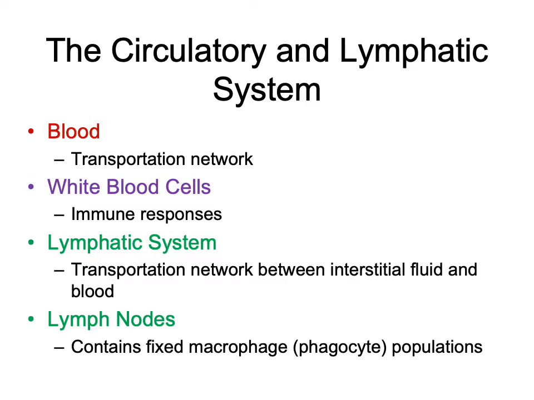The circulatory and lymphatic system includes the fluid transportation network, the blood, the lymph fluid. When we think about immune responses, we want to think about the white blood cells. The lymphatic system is the transportation network between the interstitial fluid and the blood. Lymph nodes are like little filters. They contain fixed macrophages or phagocyte populations.